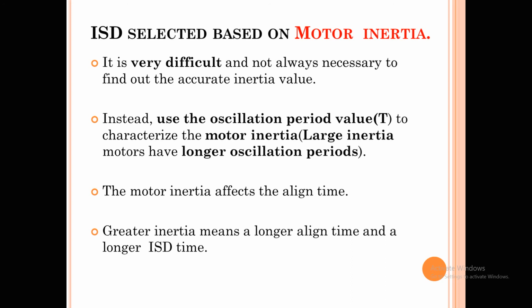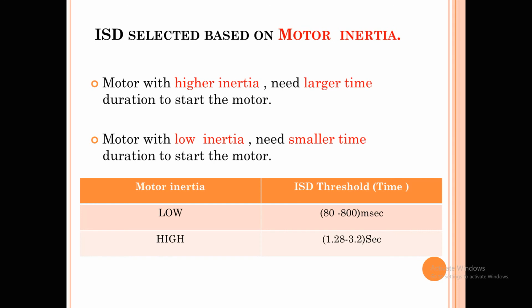So in summary, this is the understanding about the parameters. If your motor has higher inertia, please try to select a longer time duration. If your motor has lesser inertia, please try to select a smaller time.